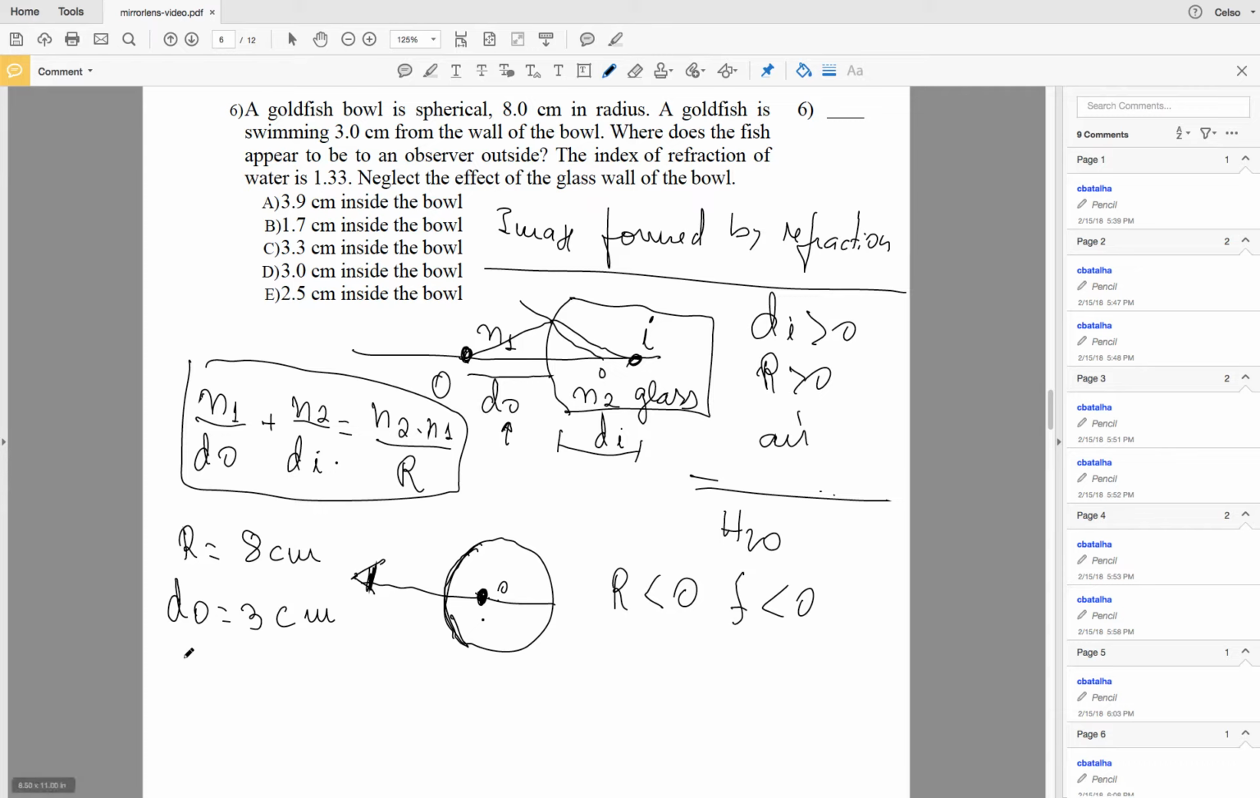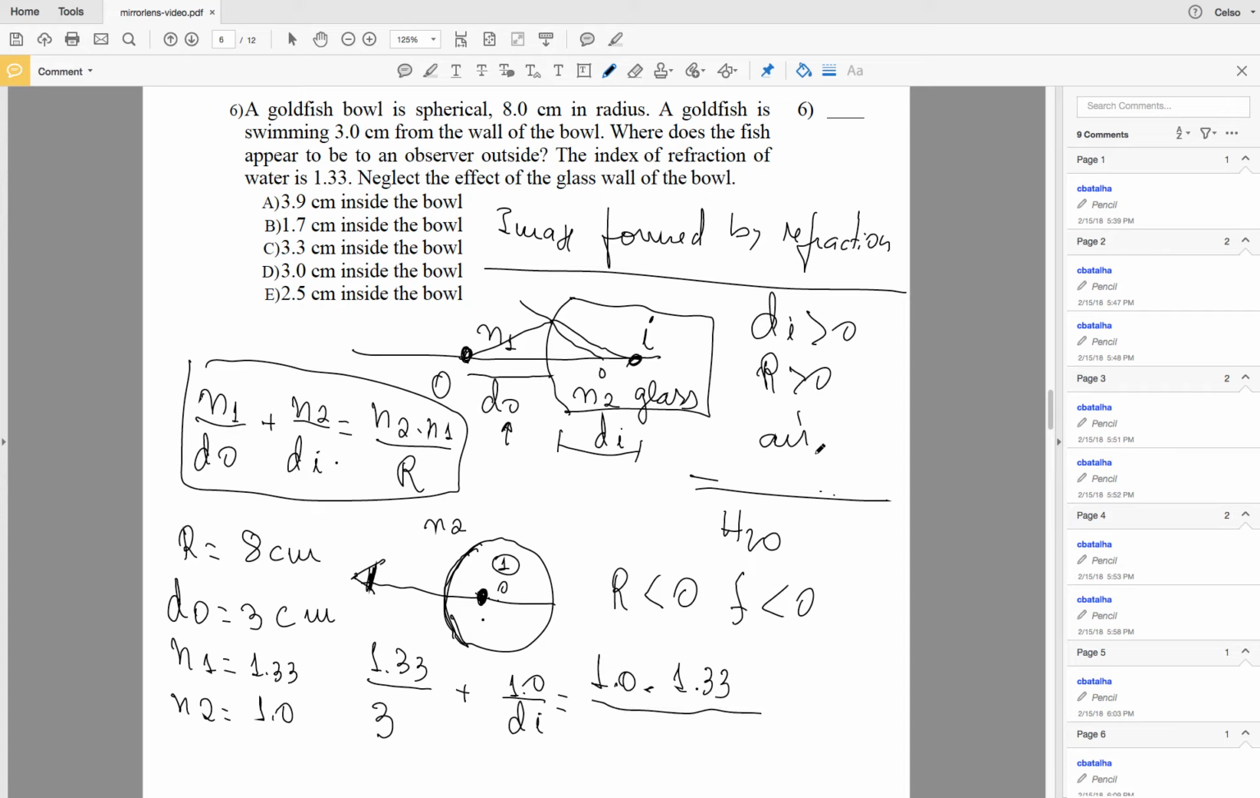And the index of refraction of water, so this is the first media, where the object is, and this is the second media where the light ray is being refracted, so you can see it. So N1 is 1.33, and N2 is equal to 1. That's air. So then you go N1 over DO plus N2 over DI is equal to N2 minus N1 divided by the radius.